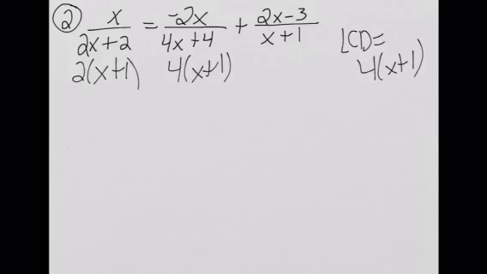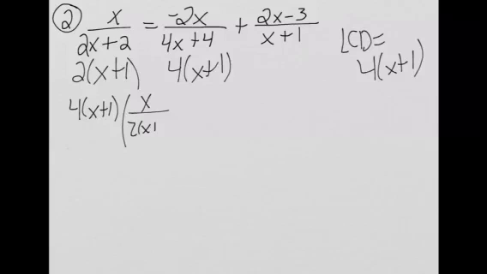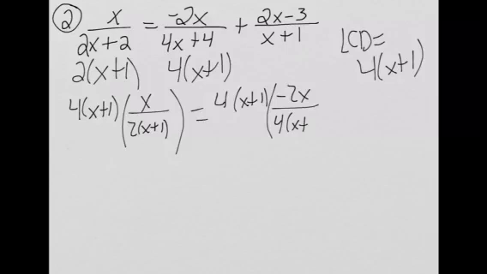And so that's what we're going to multiply each term by. And so I'm just going to rewrite it first. So 4 times x plus 1 times x over 2 times x plus 1. Alright, so that's our first one. And that's equal to our LCD times the second term of negative 2x over 4 times x plus 1. And then last, plus 2x minus 3 over x plus 1, again times the LCD of 4 times x plus 1. Alright, so that's just multiplying everything through by the LCD.